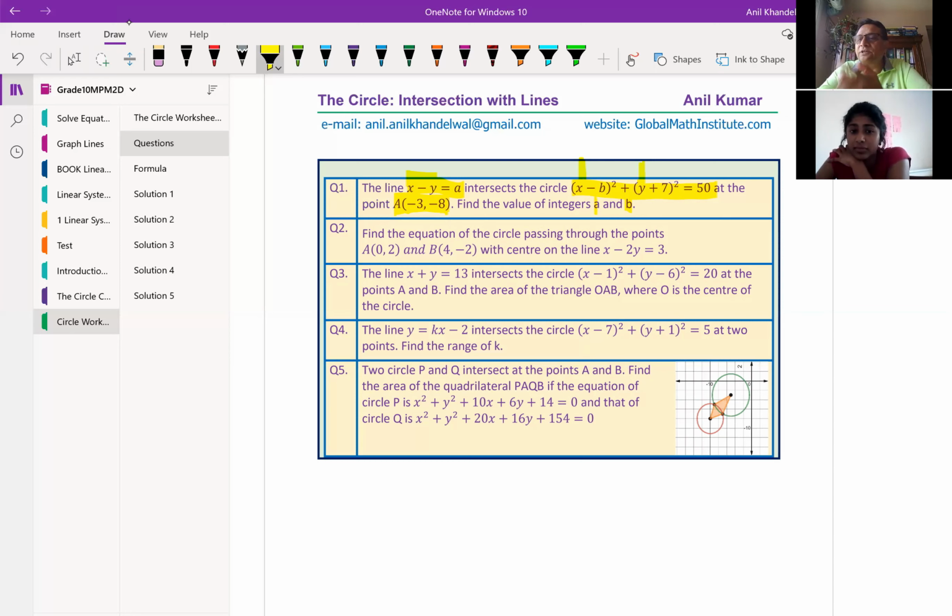So I can substitute this value of x and y, which is minus 3 and minus 8, in the equation of the line. So when I say minus 3 and minus 8, it will become plus 8, right? So minus 3 plus 8 is 5. So we get the value of A as 5. Do you see that? Such a simple question.